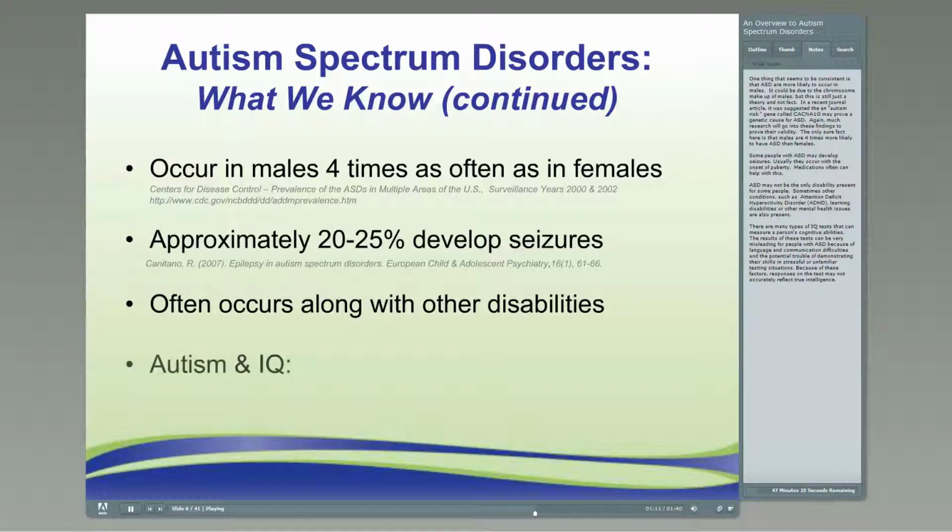There are many types of IQ tests that can measure a person's cognitive abilities. The results of these tests can be very misleading for people with autism spectrum disorders because of language and communication difficulties and the potential trouble of demonstrating skills in stressful or unfamiliar testing situations. Because of these factors, responses on an IQ test may not accurately reflect true intelligence.